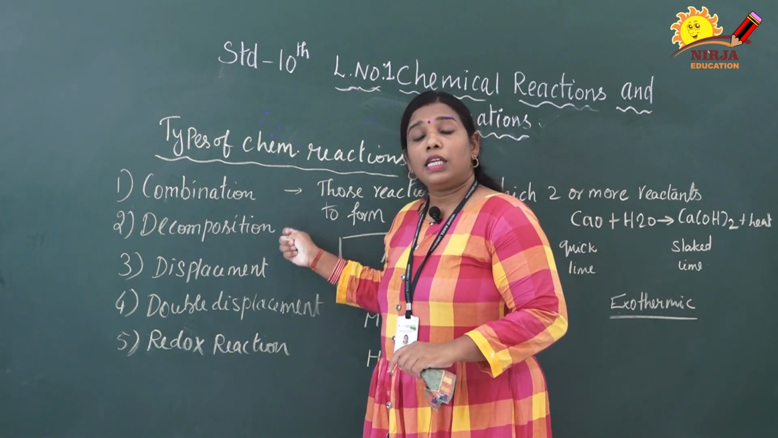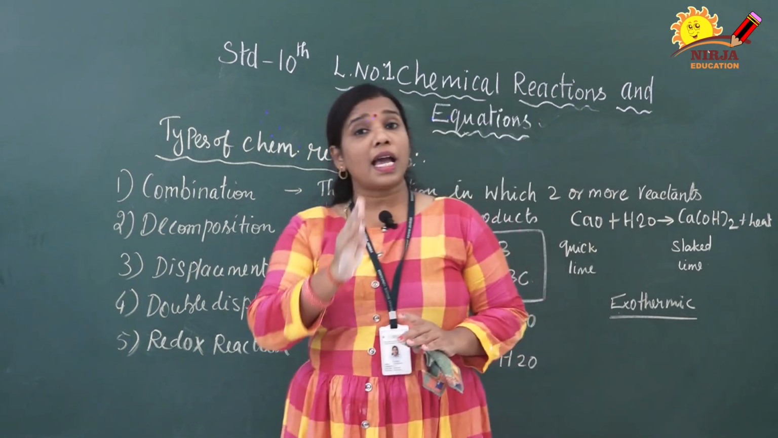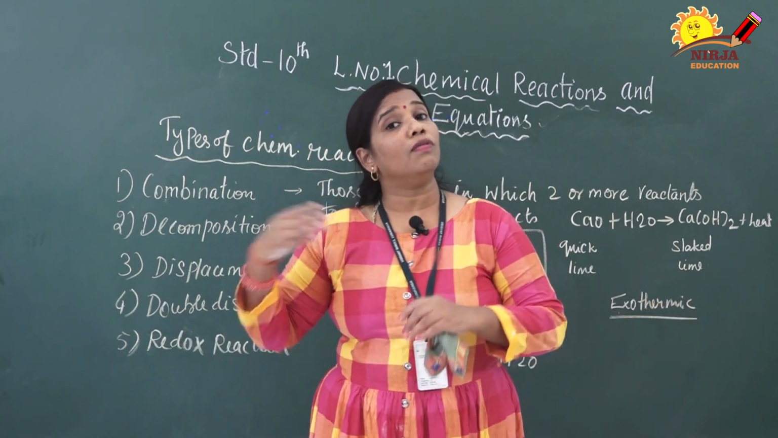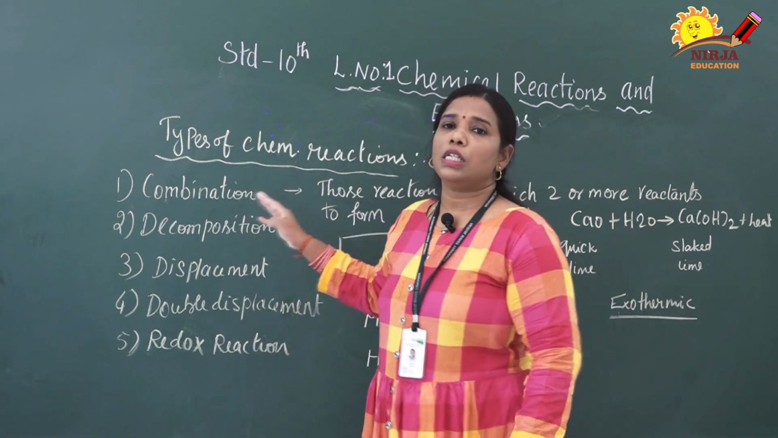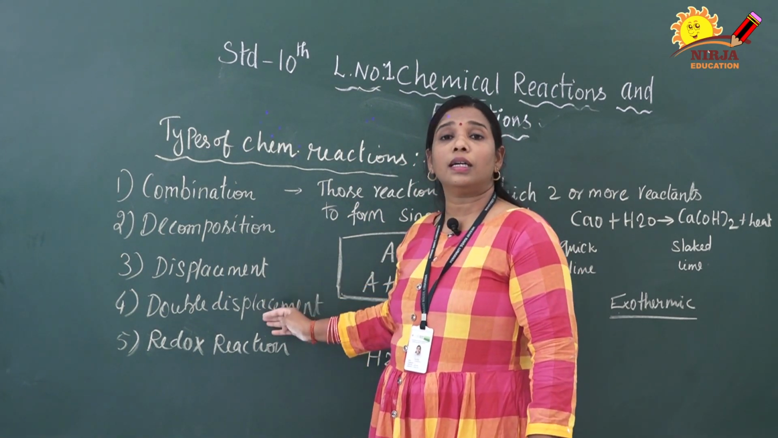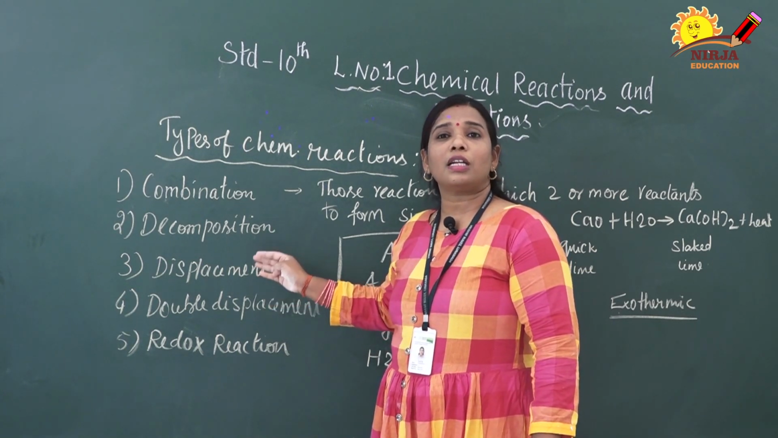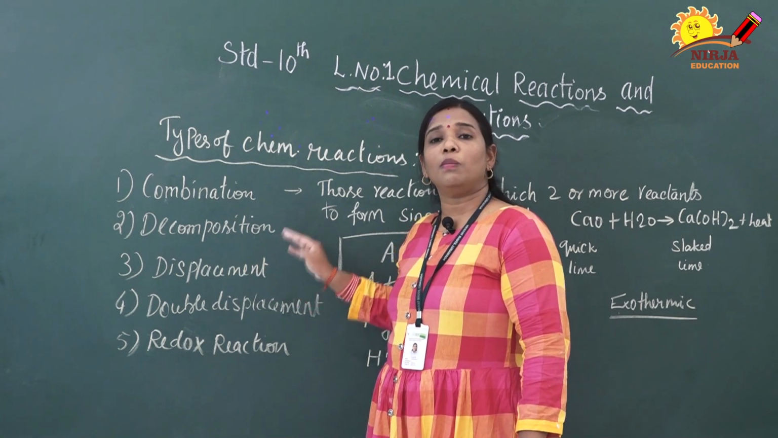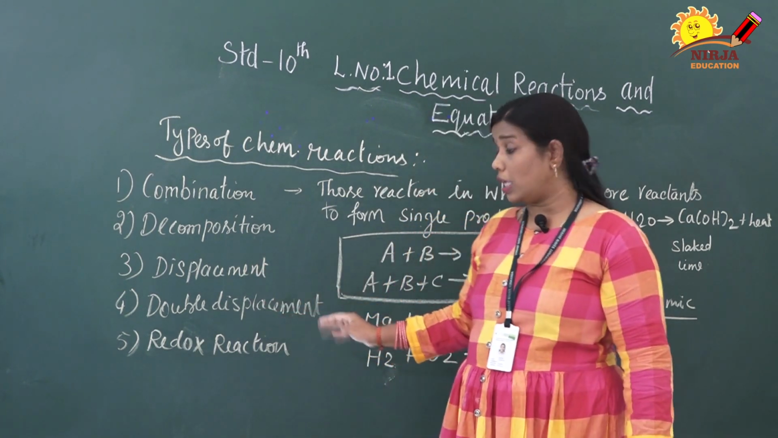Decomposition is the opposite of combination. Here there is only one reactant, but it decomposes and converts into two or more products. That is called decomposition. Displacement and double displacement occur based on the reactivity series. High reactivity metals displace low reactivity metals and occupy their place. We will discuss all of that later.